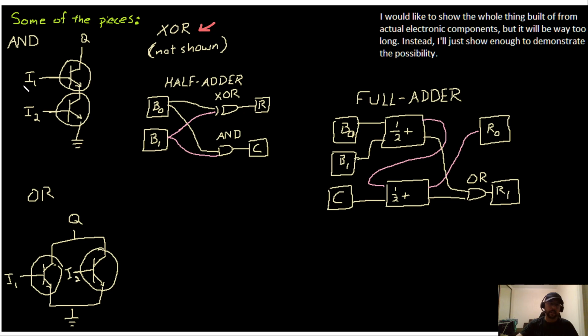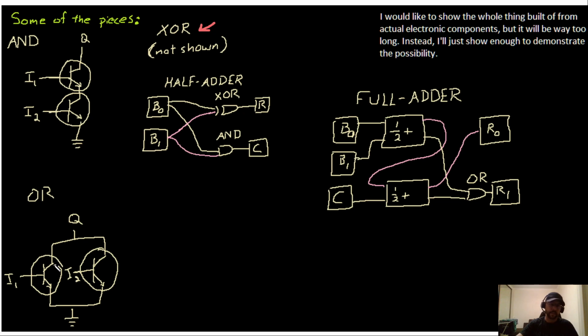So if input one is a zero, input two is a zero, output is a zero. If either of them is a one, but the other one is a zero, the output is still a zero. They both have to be ones for the output to be a one.